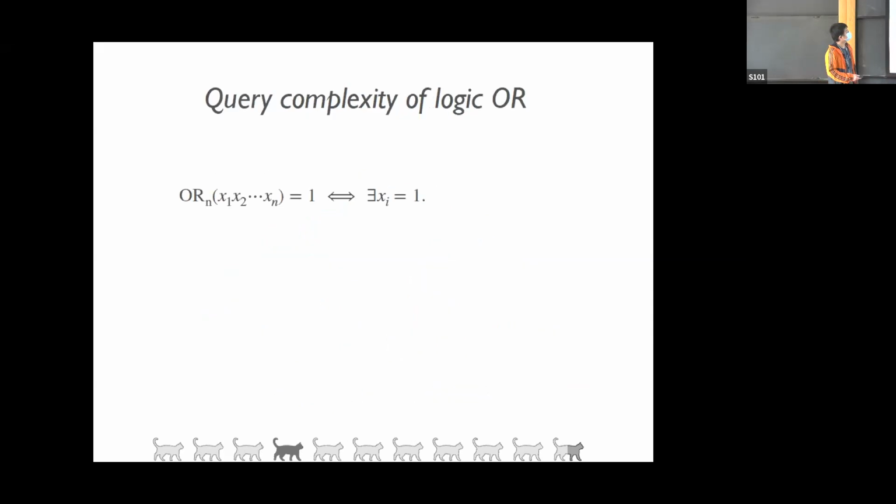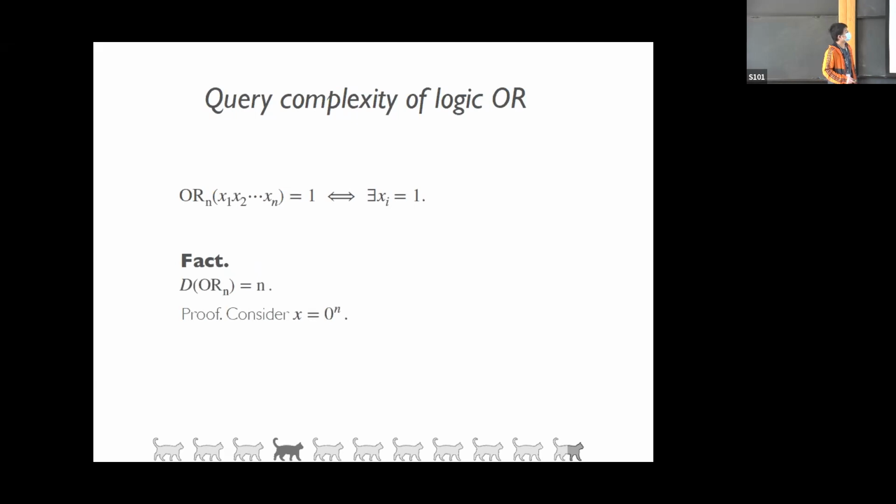For example, we can look at the logical OR function, which outputs 1 as long as there is an input that is a 1. This function has the maximum deterministic query complexity. You have to query all the inputs, because if your input is the all-0 string, then you have to read every bit to know that there's no 1 in it. So that is the classical deterministic query complexity.